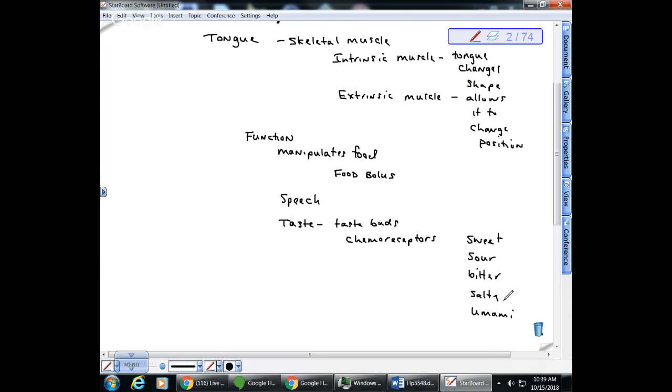Chinese food was famous for putting umami in their soups and sauces, MSG. So some people have a negative reaction to that.